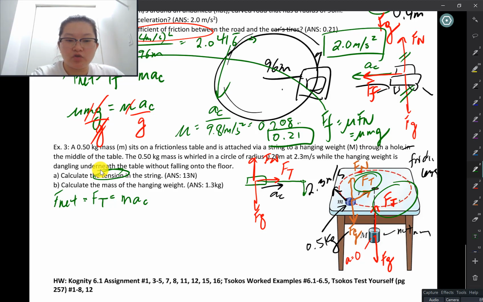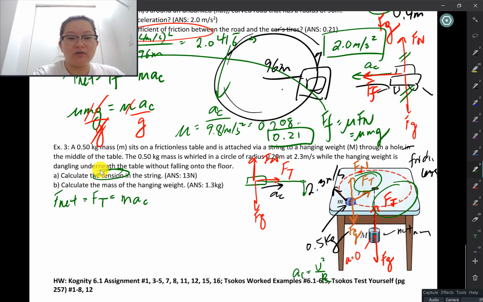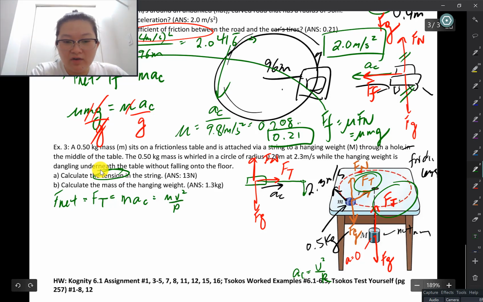We also know that the centripetal acceleration is AC equals v squared over r, in which v is the tangential speed and r is the radius of the circle. So we can rewrite this as v squared over r. And the mass here is 0.5 kilos. The speed is 2.3 meters per second.